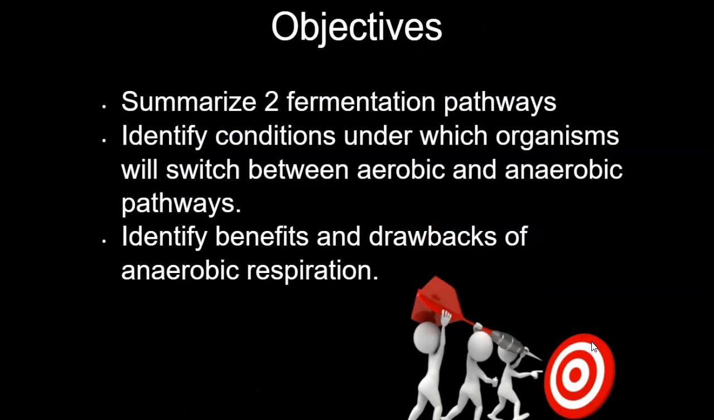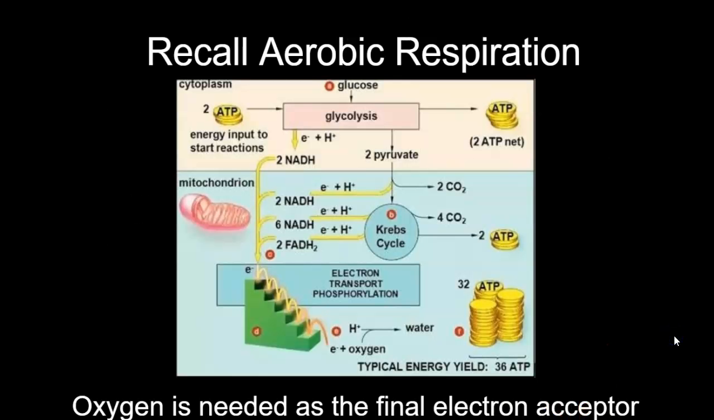So you should be able to summarize the two pathways, the lactic acid and the alcohol fermentation. You should identify conditions under which an organism would switch between anaerobic and aerobic pathways, so whether or not oxygen is available, whether or not the enzymes are available. Identify benefits and drawbacks of anaerobic respiration. It's not very efficient, but we do benefit economically through many of the products we can make with anaerobic respiration.